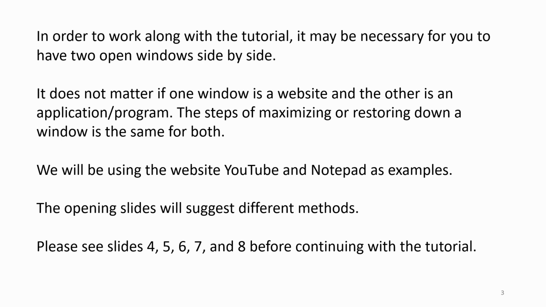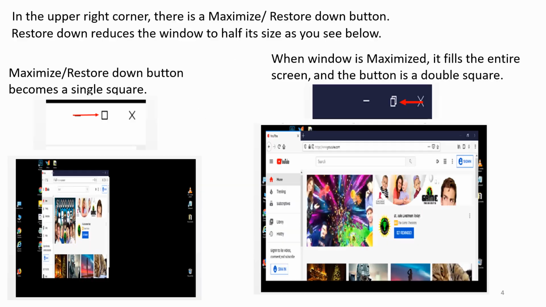In order to work along with this tutorial, it may be necessary for you to have two open windows side by side. It does not matter if one window is a website and the other is an application or program. The steps of maximizing or restoring down a window is the same for both. We will be using the website, YouTube, and Notepad as examples. The opening slides will suggest different methods. Please see slides 4, 5, 6, 7, and 8 before continuing with the tutorial.